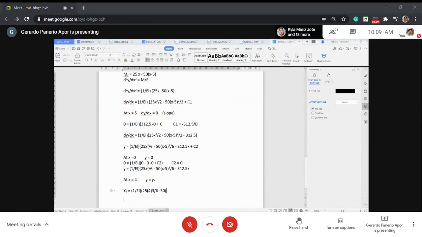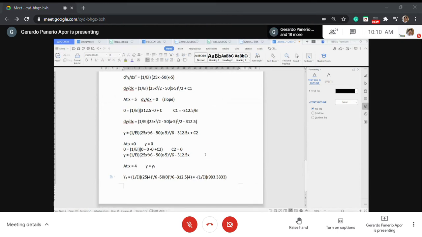4 minus 5 is actually negative, so you will have 0 here, cubed. As we say, if it's negative inside the parenthesis, it is automatically 0. Divided by 6 minus 312.5 times 4. This one is a cube. So you will have 1 over EI times 4 times 4 times 4 times 25 divided by 6 minus 312.5 times 4, minus 983.333. So that's the answer.